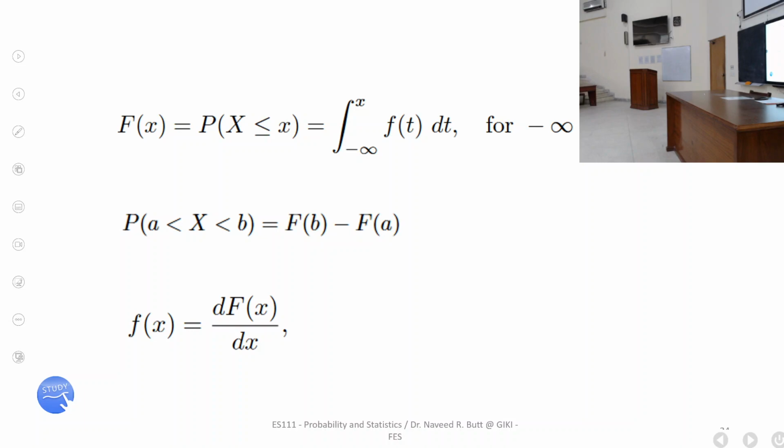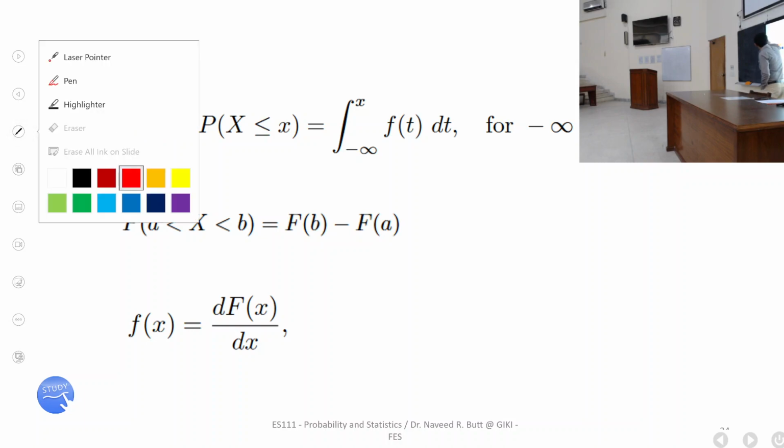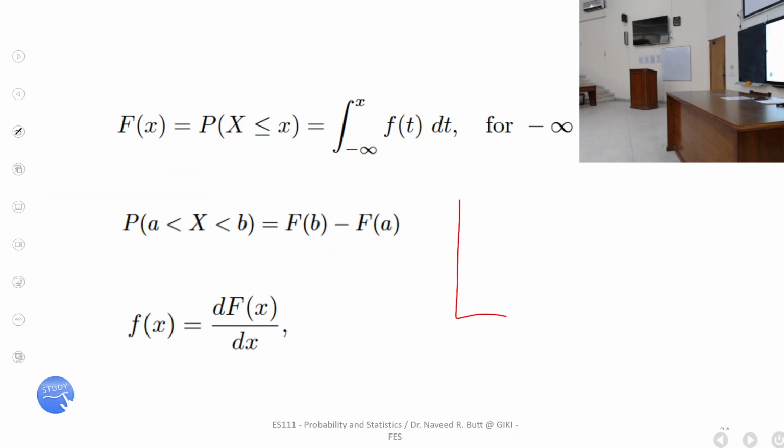Yeah, these are the formulas. Minus infinity to x f(t) dt. Probability x is between a and b. It's easy to see that it is Fb minus Fa. Okay, why is that? Let's say for the continuous case even. Let's say here we are assuming b is greater than a. Otherwise, not possible. So let's say a is here and b is here.